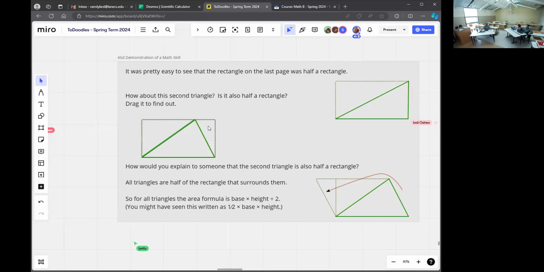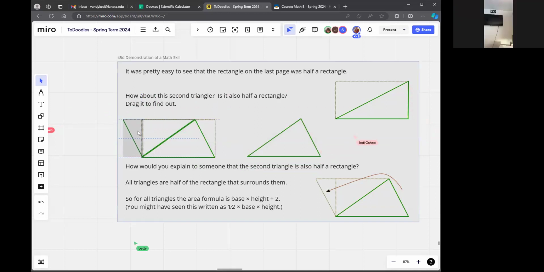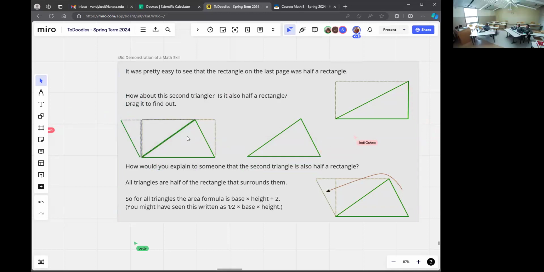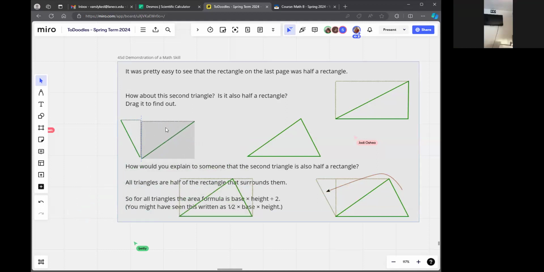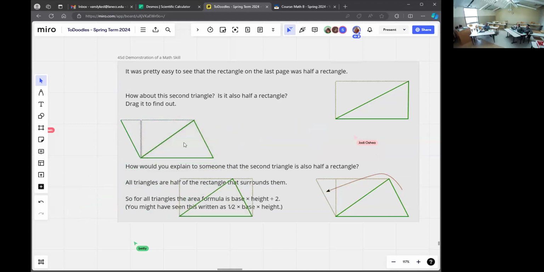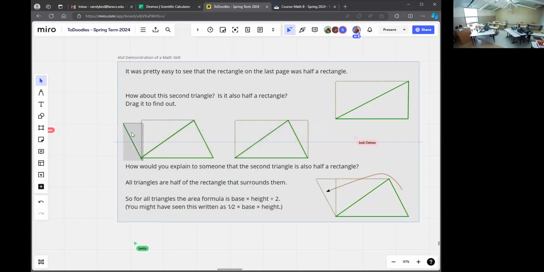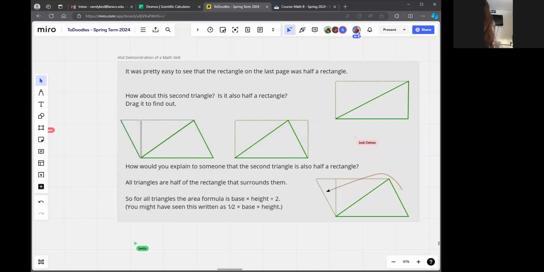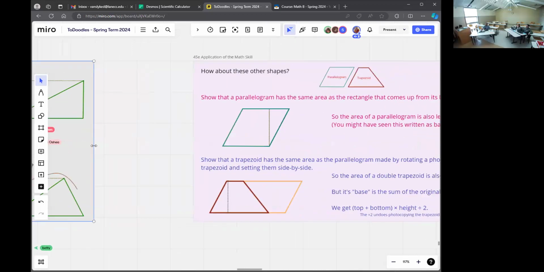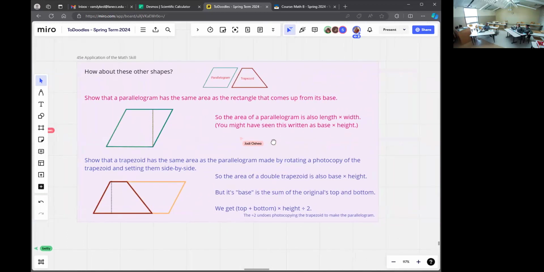On the slide, I can say this green one is half, I can just put this piece over here, and that makes the other one the same. I can take this piece and move it over so that the green is the same. It's this trickery. Okay, now we're gonna move on to other shapes.